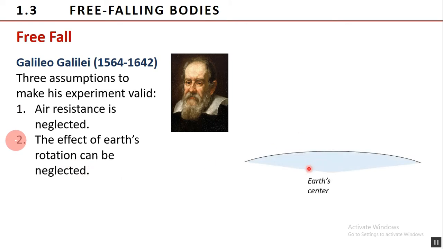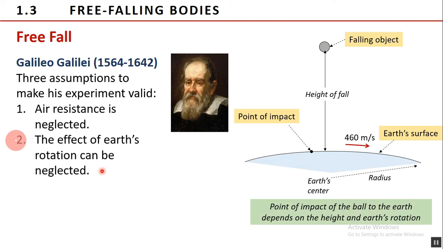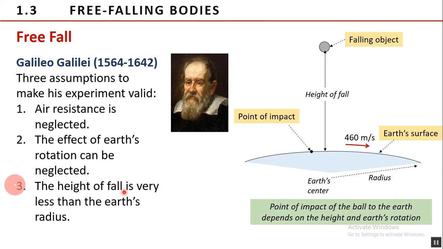Imagine this is the Earth's center, which has a radius distance to the surface. At a location near the equator, the Earth's surface is moving at a linear speed of around 460 meters per second. If we released a ball at a certain height h, its point of impact will be affected somehow by the Earth's rotation. Here, we will neglect that effect. Lastly, number 3. The height of fall is very much less than the Earth's radius since the gravitational attraction decreases with elevation. We will take a look in more detail at the effects of variation of gravity later.